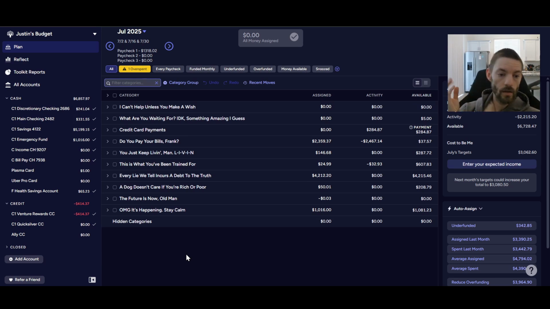Again, in the future, it might change. I might change things around as I see fit, but I'm happy with this setup. A lot less accounts to manage.